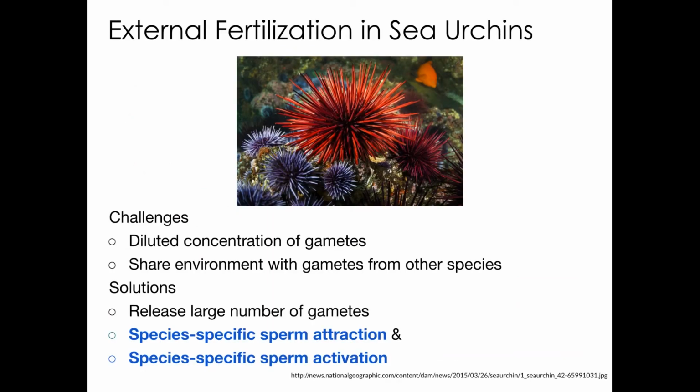Because fertilization in sea urchin is external and the gametes are released into an aqueous environment that is very large, as large as an entire sea, the gametes become very diluted, and that decreases the probability of successful fertilization. An adaptation to this is to release a very large number of gametes. Take a look.